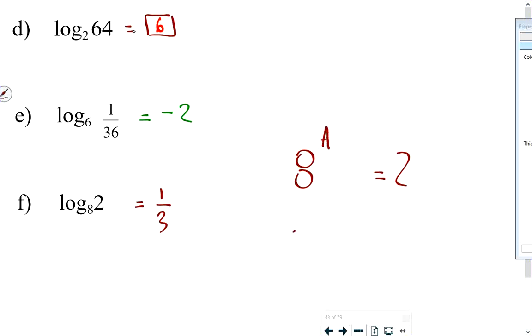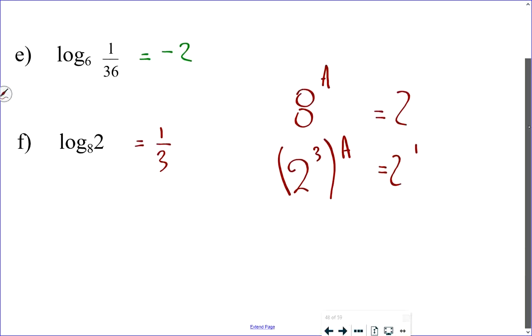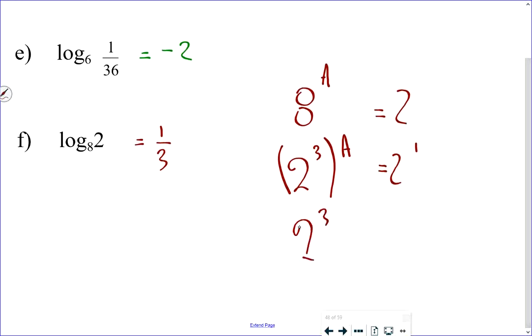Oh, common base is 2. This becomes 2 to the 3a equals 2 to the 1. So 3a is equal to 1. Oh, a is a third. There's an algebraic way to do it.